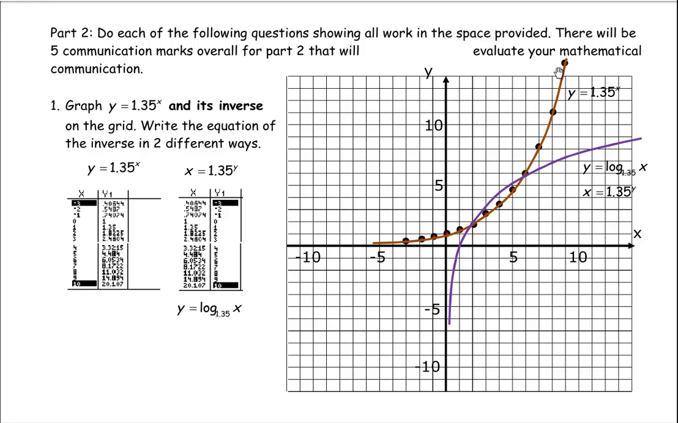So you join them with a smooth curve, and that's the graph of y equals 1.35 to the power of x. To graph the inverse, one of the most convenient ways is, if you have a table of values, just to switch the x's and y's, because that's what inverse means. This graph's inverse, we switch the x and y, so it would be x equals 1.35 to the power of y. And so all these y's become x's, and all these x's become y's. And if you plot these points, this is the curve that you get.